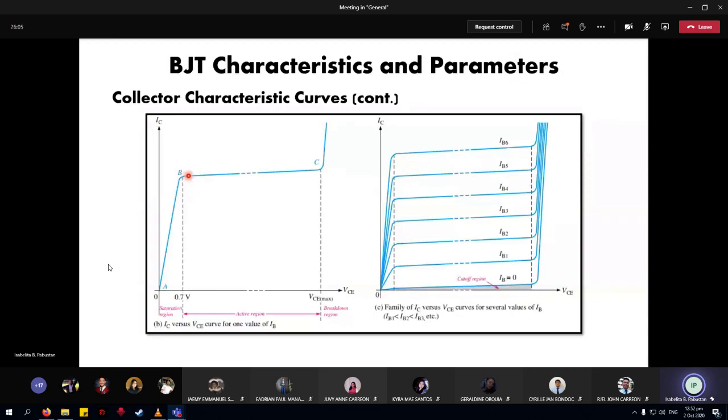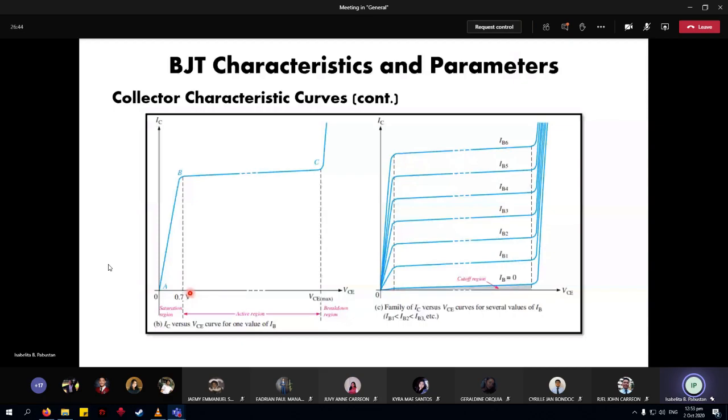So, wag kayong magtataka kasi yun talaga ang dapat. That the IC will be constant. Almost constant. It's not really constant na laging ganun ang value. If it increases at all, it will be very, very minimal na parang sa tingin mo ay hindi na nagbabago yung collector current. After the knee, you will see that the IC will be almost constant even if there is an increase of VCE.